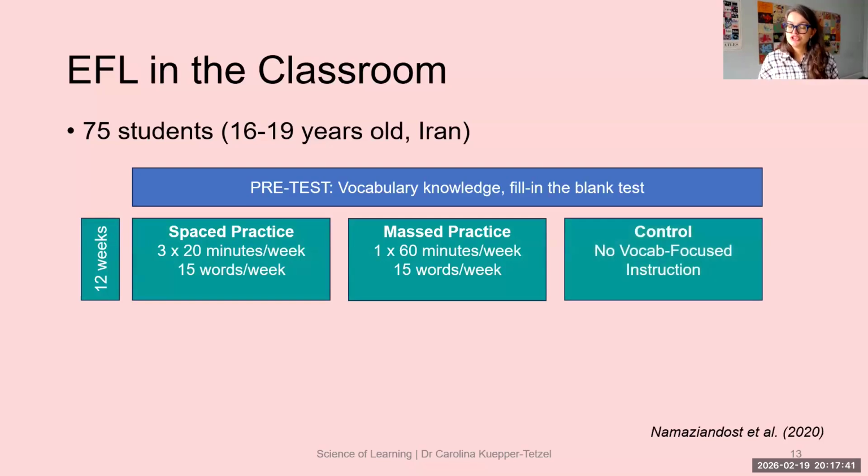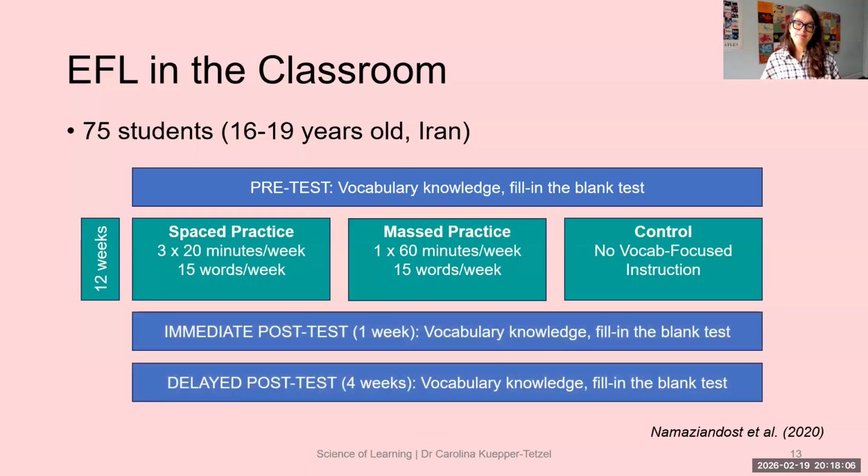And then there was a control condition that didn't have a specific vocabulary-focused instruction, right? So what you can see here, again, between the spaced and the massed practice, the total time is exactly the same. The only difference is that for spaced practice, it was 3 times 20 minutes per week, and in the other one, it was crammed into 1 session per week. They had an immediate post-test a week later, and they had a more delayed test 4 weeks later of the vocabulary.